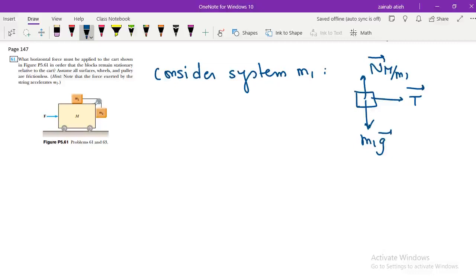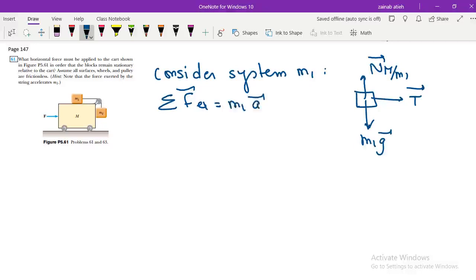It's similar to a person sitting in a bus or in a car. The acceleration of the person is the same as the acceleration of the car because the person is not moving with respect to the car. So with respect to the ground, both have the same acceleration. For me, block M1 is moving to the right with an acceleration A, which is the same as the acceleration of M. So sum F external is equal to M1A.